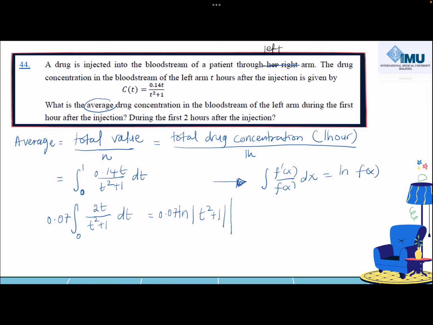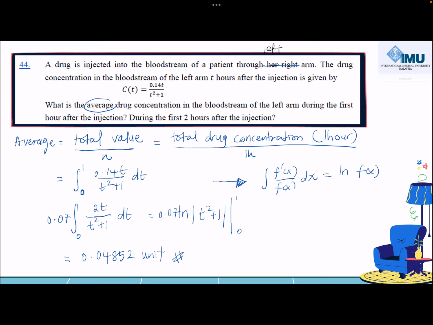But don't forget, you are having a definite integral, meaning you have to substitute in the limits. Put in the upper limit into the t, subtract with the substitution of the lower limit. At the end of the day, you will obtain 0.04852 units. That is going to be the solution for the first part of question 44.